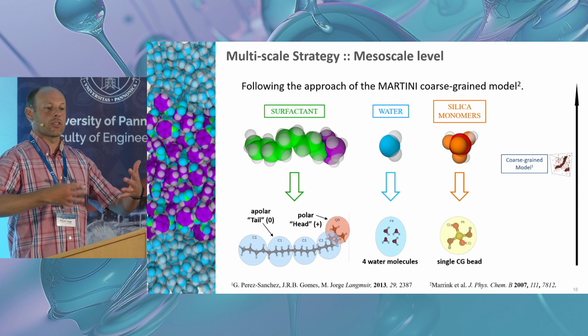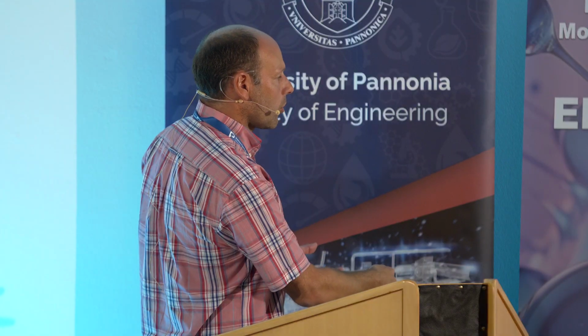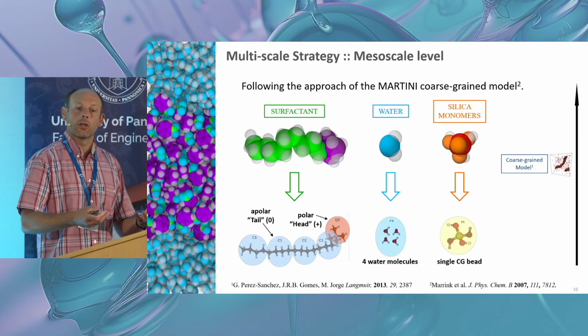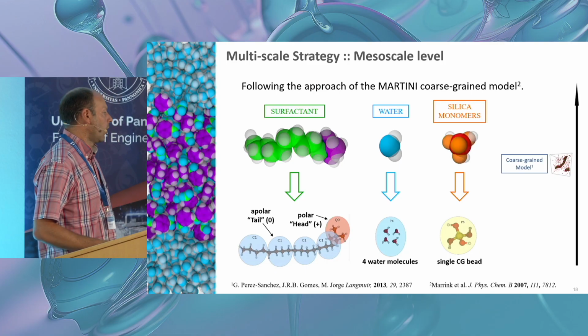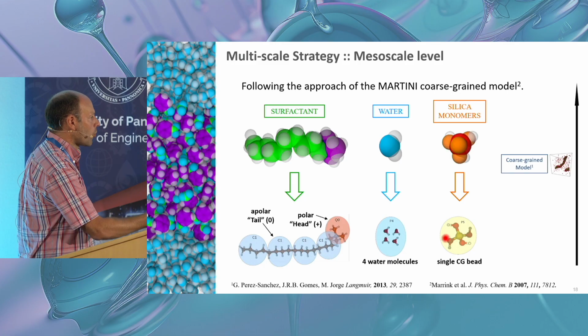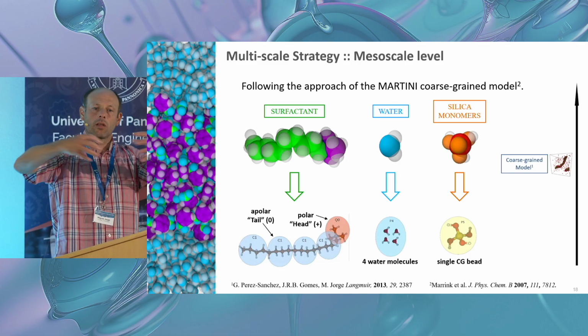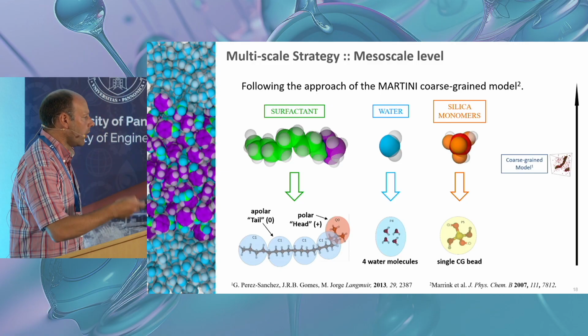So these interactions are now very effective, right? They lump together a lot of the physics in the system, but you can still see that you're still representing your surfactant as something that is amphiphilic, right? You have a polar head and then an apolar tail, okay? And we developed, again, this new coarse grain model for silica monomers, which can then also polymerize and form oligomers and so on.